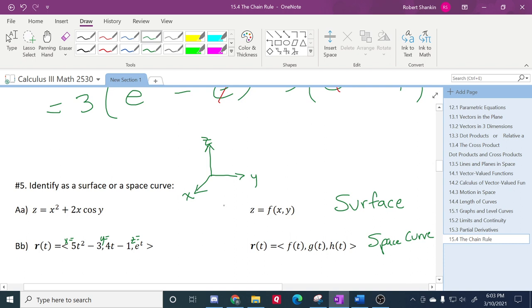We don't have the entire xy plane as a domain anymore. You're only going to have very specific ones. When t is equal to 1, you're going to get x is 2.